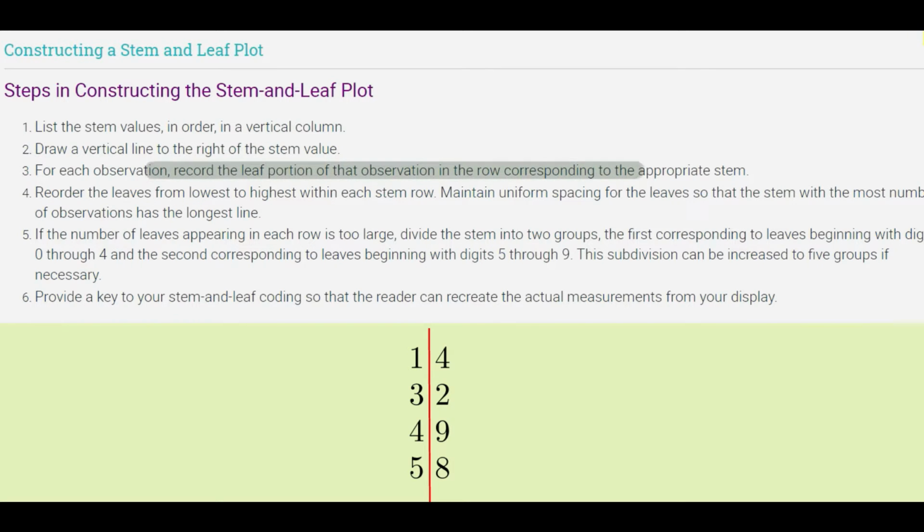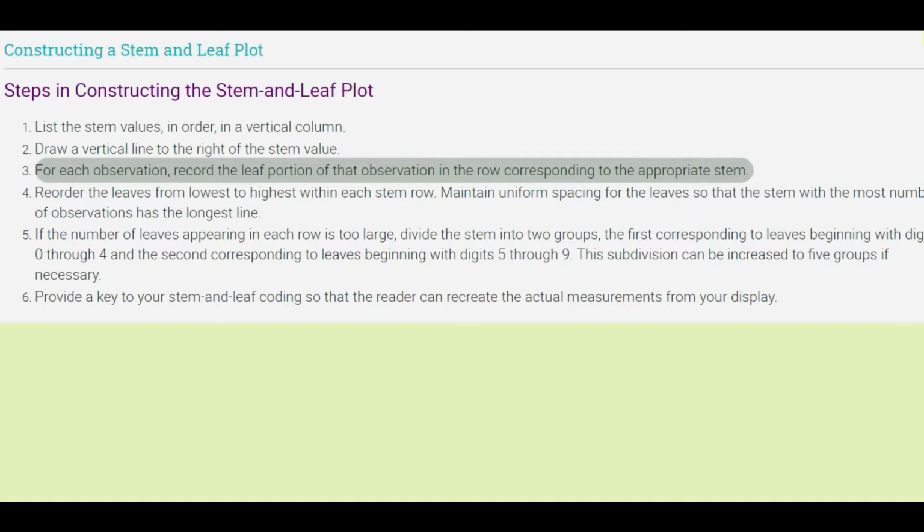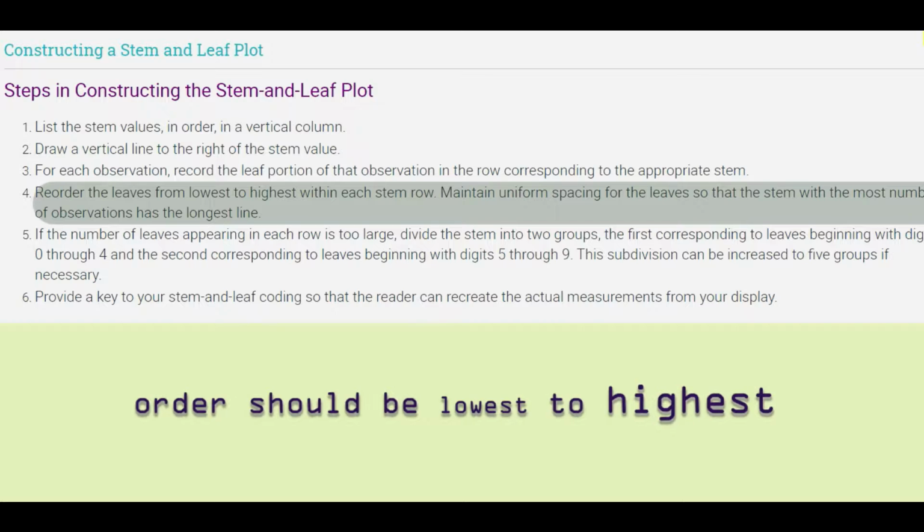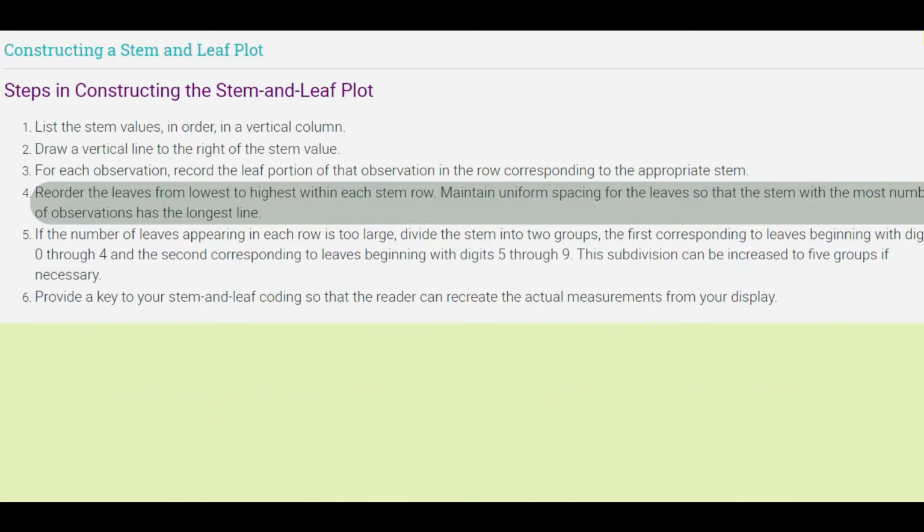Next, for each observation, record the leaf portion of that observation in the row corresponding to the appropriate stem. You can list them arbitrarily. But you have to reorder the leaves from lowest to highest within each stem row. Maintain uniform spacing for the leaves so that the stem with the most number of observations has the longest line.